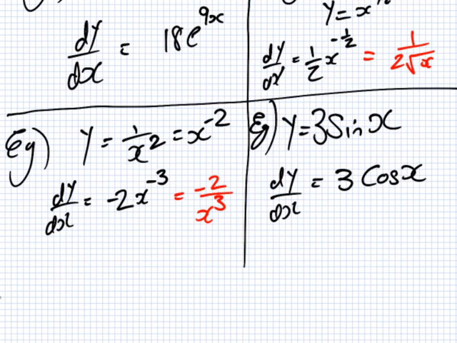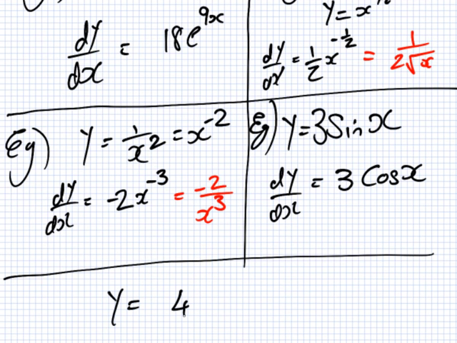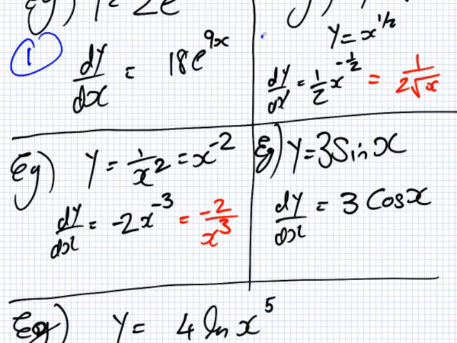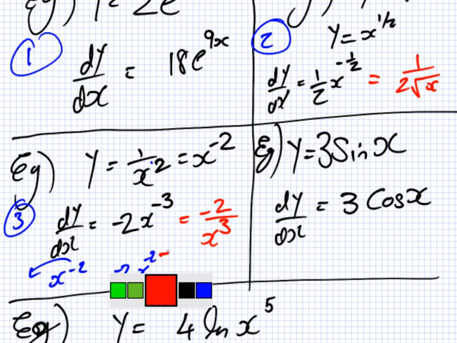Okay, try this for me. Question? Albert, yeah? The example 3, y equals x power minus 2, and here it's minus 3? Yeah. What you do is you bring the power down and then you minus 1 on the power.